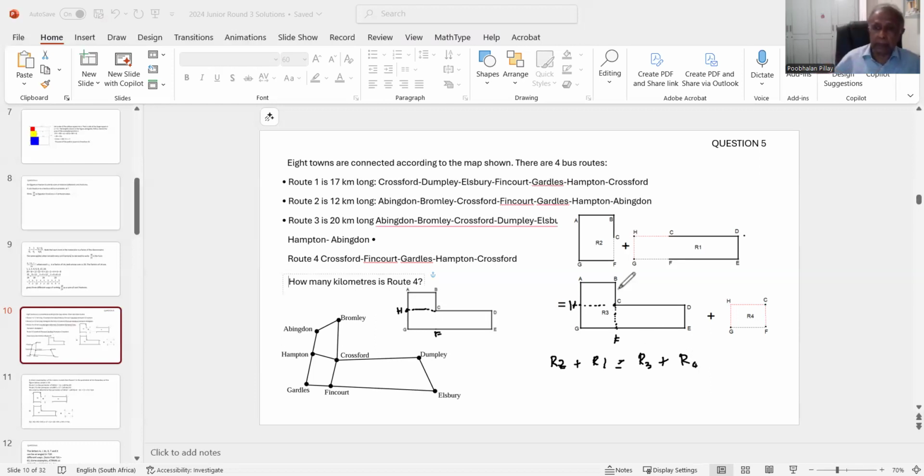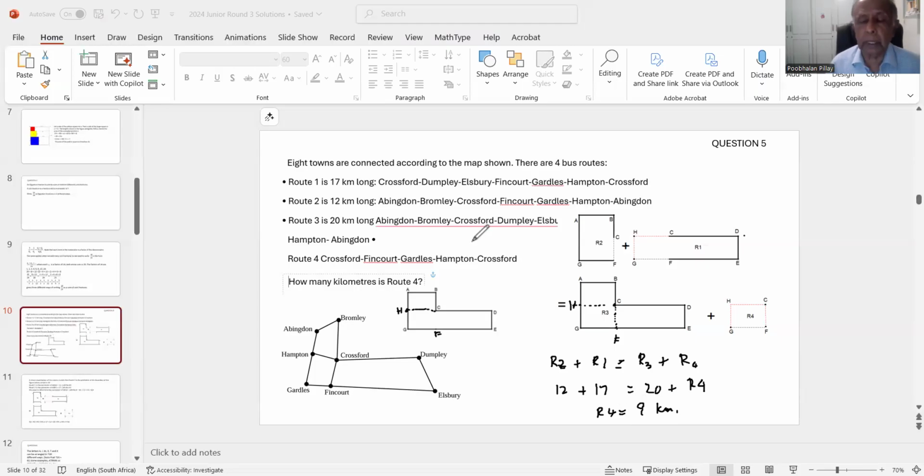Okay, it's just a matter of observing how you can patch and make up these routes. But we know what these routes are. Route 1 is 17 kilometers long. So this is 17. And route 2 is 12. And route 3 was 20. And we needed to work out route 4. Okay, now that's straightforward. Because 12 plus 17 is 29. So route 4 is 9 kilometers. Make sure you put the units at the end of your solution.